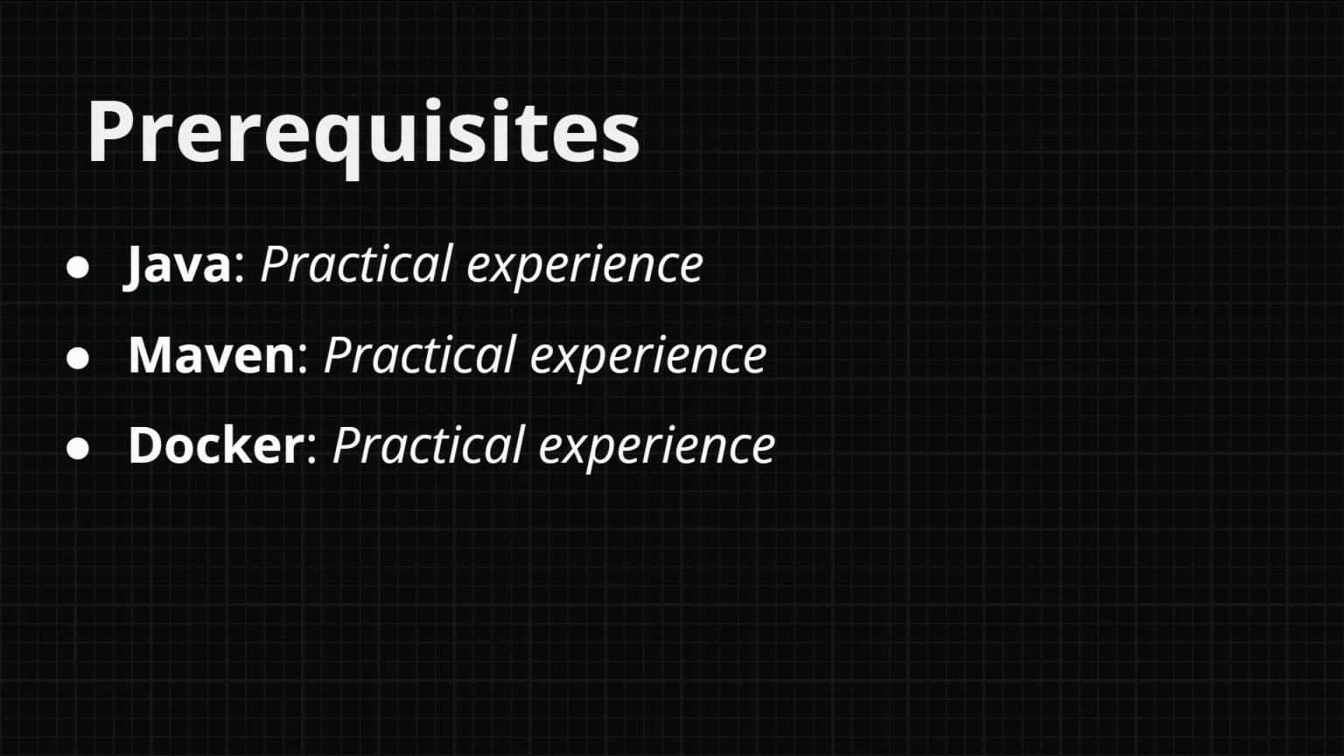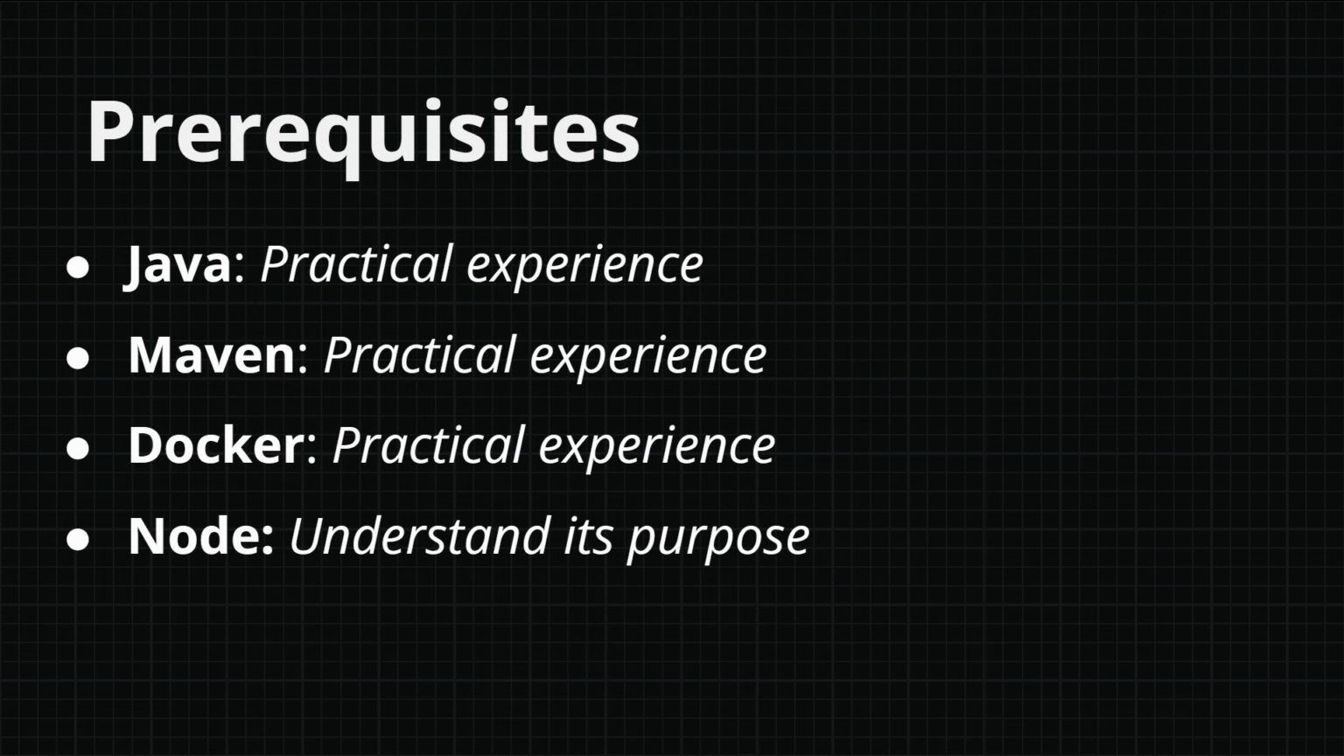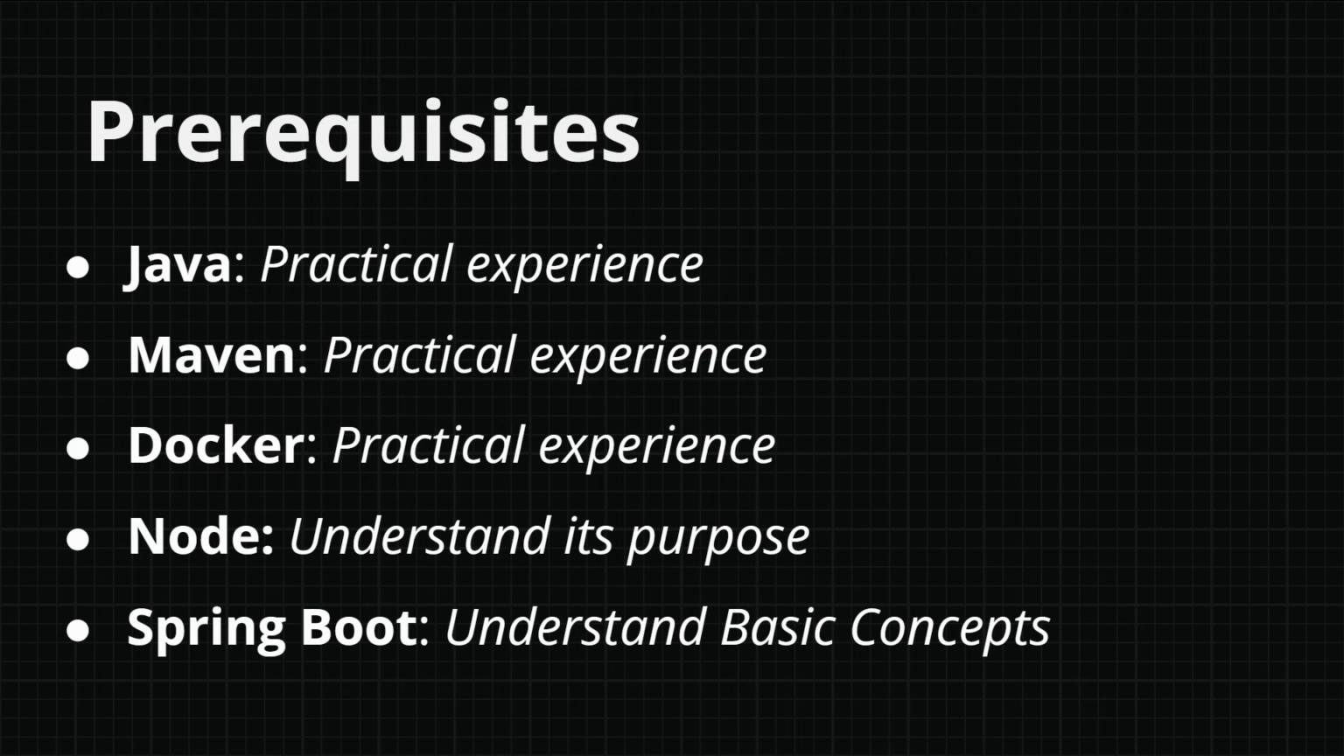Next, you'll need a practical experience of Docker. Simply having used Docker to start up some containers should be enough. Again, we won't be covering what Docker is or how to use Docker, that will all be assumed. Next is Node. Now we're focused on Spring Boot, but there is a front-end component to this project, which is a React application. So we're going to be using npm, the Node package manager, in order to install dependencies for that React application. So you don't need to know about Node in any great detail, you simply need to know what Node is, what the Node package manager does, and what it means to install dependencies using the Node package manager.